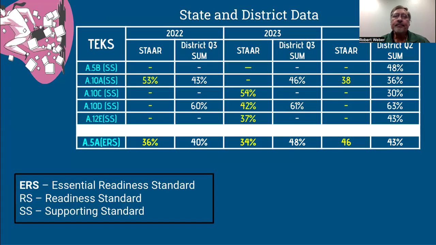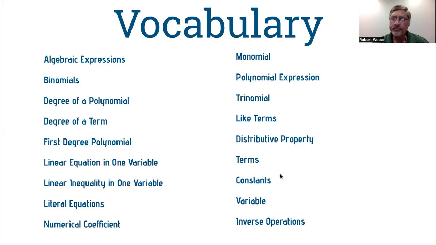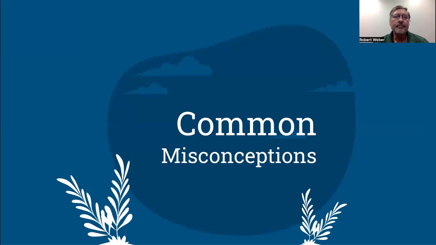Our data, not a lot of data on this, interestingly enough. Again, when you're talking supporting TEKS, it's not going to be as heavily tested. I guess I would comment that I think there's some degree of consistency, especially amongst the A5A, the essential readiness, from our assessment to the STAR assessment. Vocabulary terms that you need to make sure that students know, I would strongly suggest a word wall, starting that from the beginning of the year.